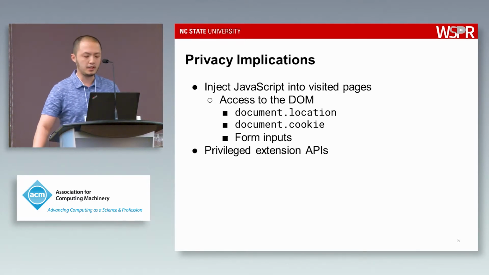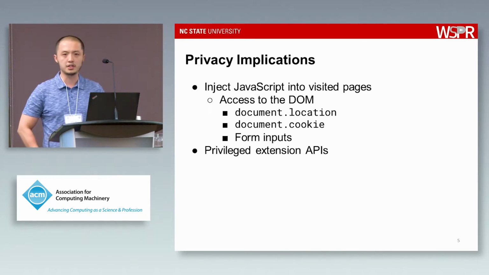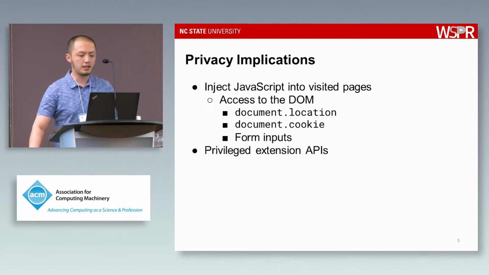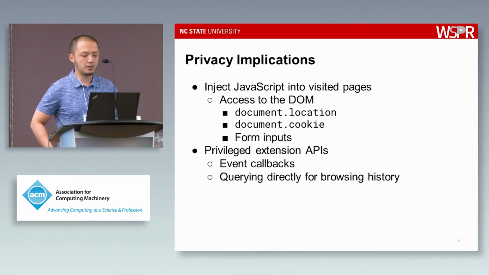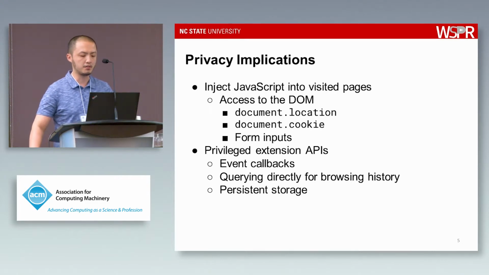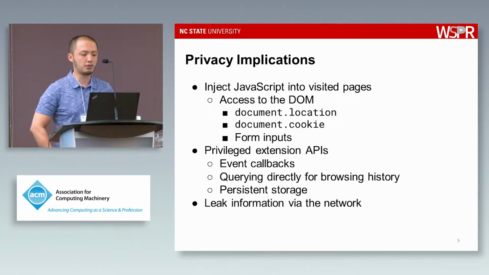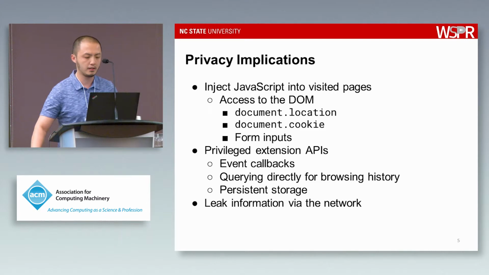On top of this capability, extensions also have access to privileged extension APIs. The extension APIs allow extensions to register callback handlers for events such as page load, and the callback handlers are usually provided with detailed information about the user's browsing activities. The extension APIs also allow extensions to query directly for browsing history information and to persist information to local storage to be retrieved later. And last but not least, being a program that runs inside a browser, browser extensions also have network access, so they can leak sensitive data that they collected over the network.